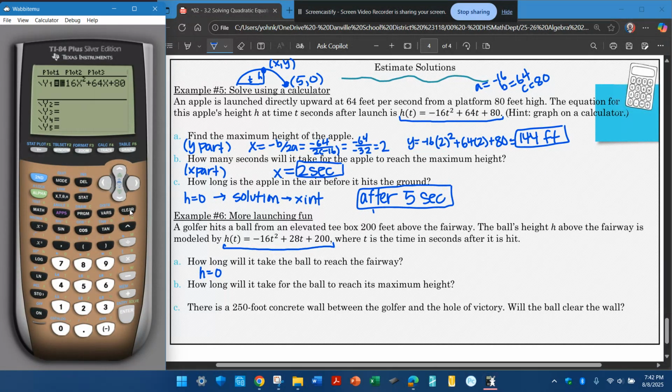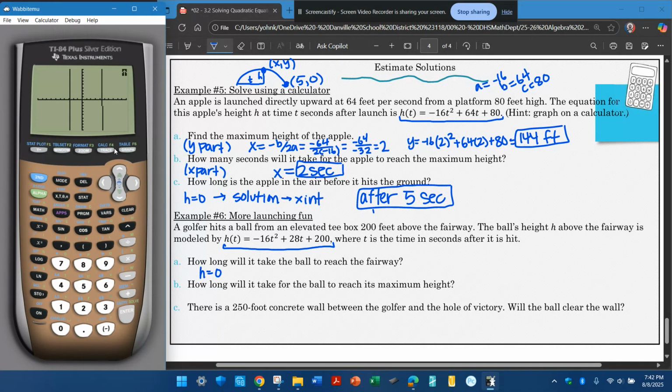Well, we need to go to our calculator and we need to type this equation in. So negative 16, we're going to type in x squared plus 28x plus 200. And then we're going to hit graph. We're going to take a look at the picture. We're not going to care about the left one because time doesn't exist over there. We're looking over here at this right one. Now it looks like it's not crossing at a beautiful spot.